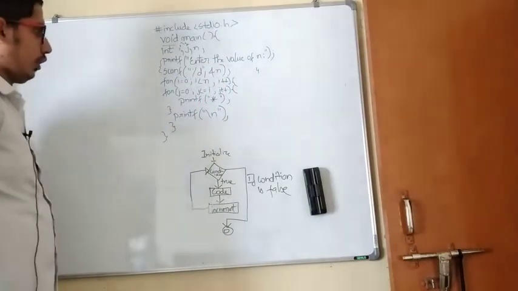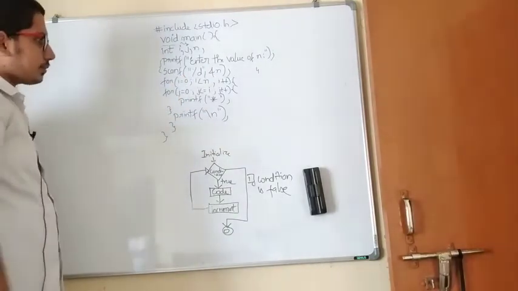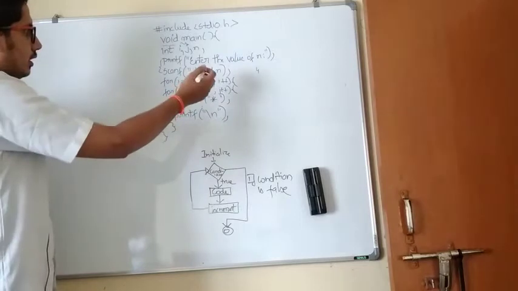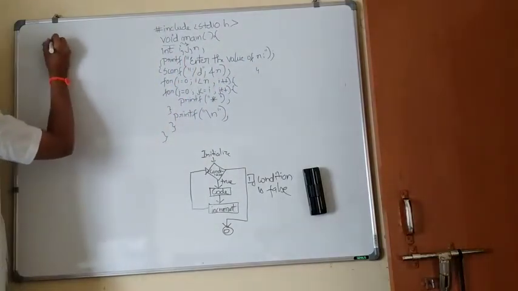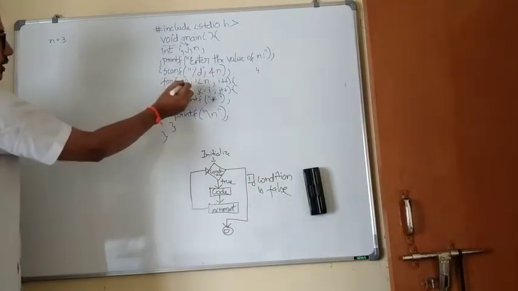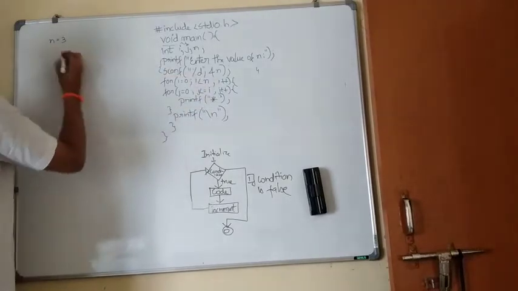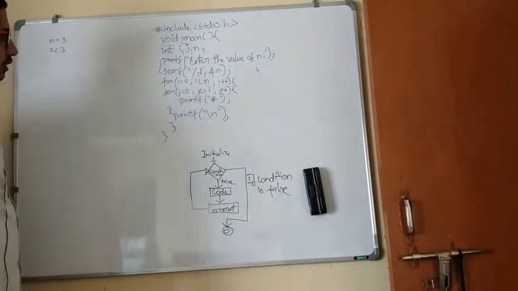Next, we have two for loops. In the first for loop, we have used the variable i. Let's analyze with some value. Let's say the user enters the value of n as 3. Okay, so now i is equal to 0. So 0 is less than 3, this is fine. Now it enters the next for loop.